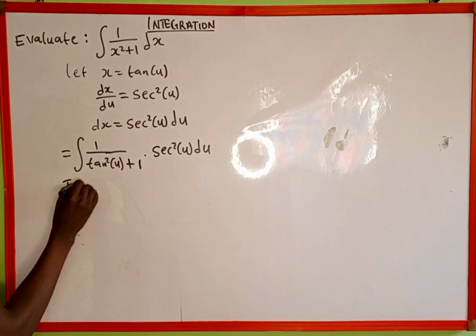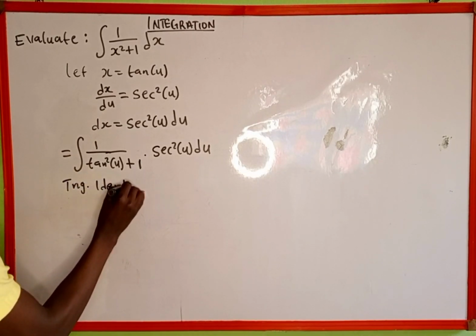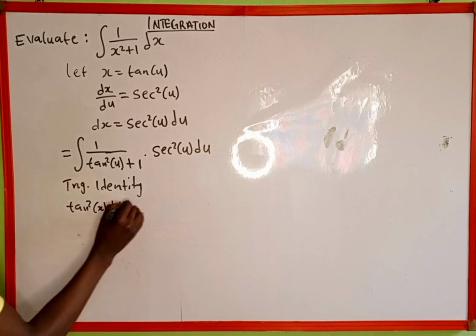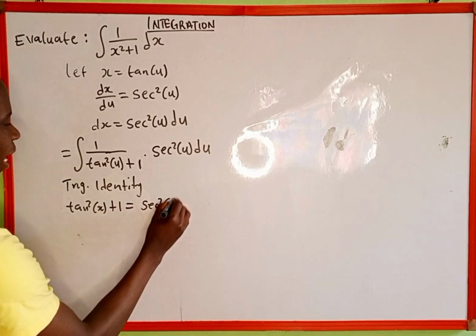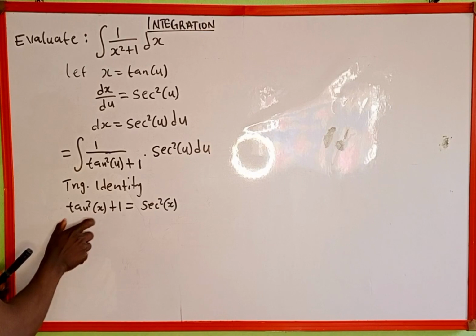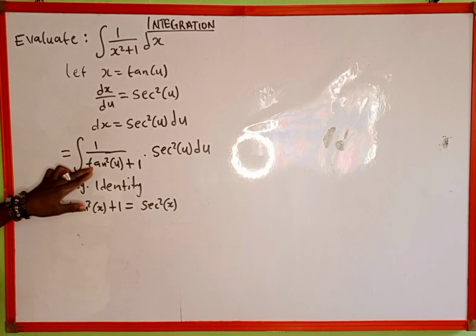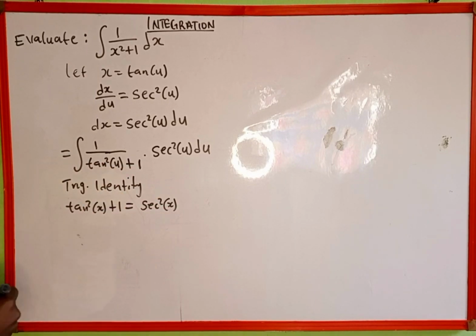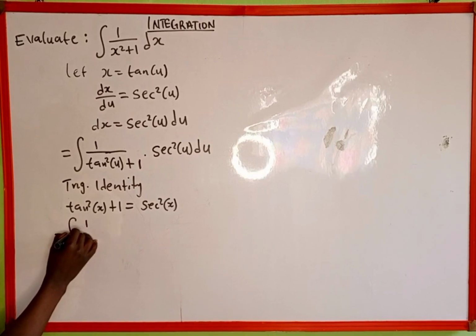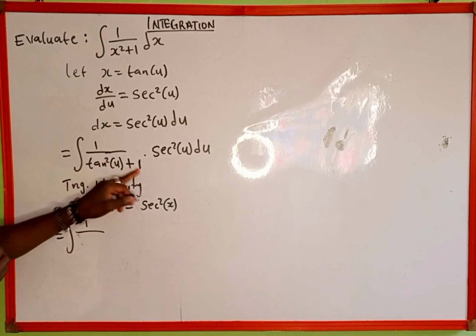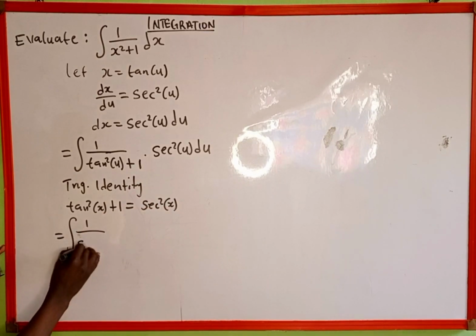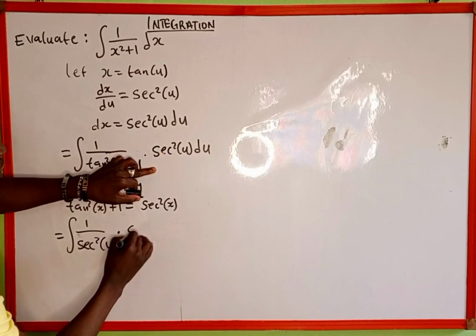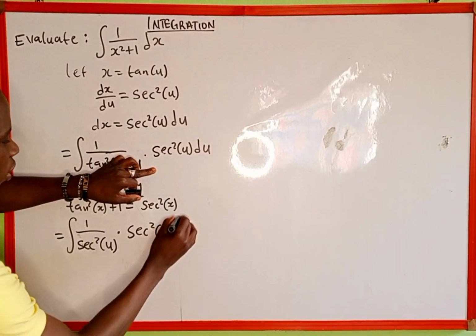And recall from what? Trigonometry identity. When we have tan square x plus 1, this is the same as what? Sec square x. So this is the same as this from the trigonometry identity. So from this function, anywhere we see tan square u plus 1 is the same as what? Sec square u. So this is going to give us what? Integral of 1 over, in place of tan square u plus 1, we're going to replace sec square u. So this is going to be what? Sec square u, then multiply by sec square u from the function, sec square u, then du.